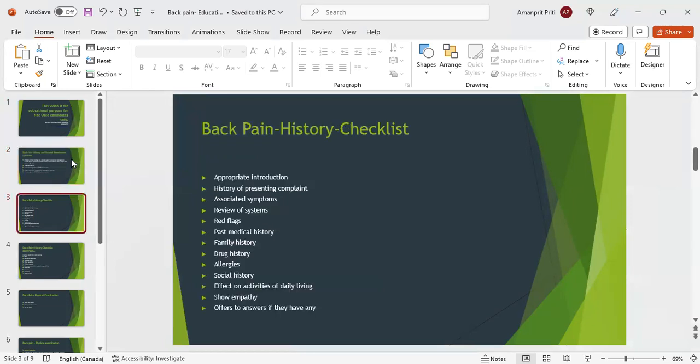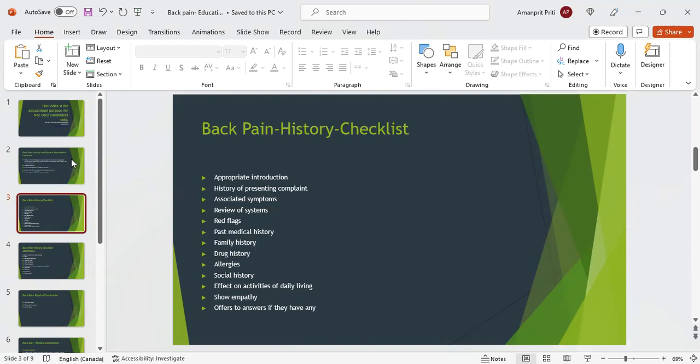So you will start with the appropriate introduction of the patient. Greet the patient, then introduce yourself. Ask the patient how they would like to be addressed, and identify and confirm the concerns list. Then establish a plan for the visit.